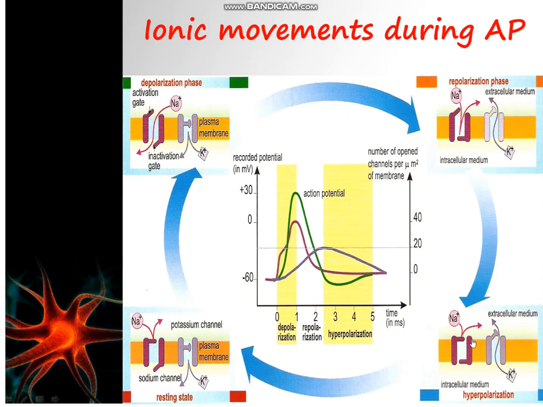Now, during hyperpolarization, K plus ion continues to leave the cell, so the intracellular medium becomes more and more negative and the potential decreases more. After that, the ionic pump intervenes and restores the ionic concentrations of Na plus and K plus ions that characterize the resting state.